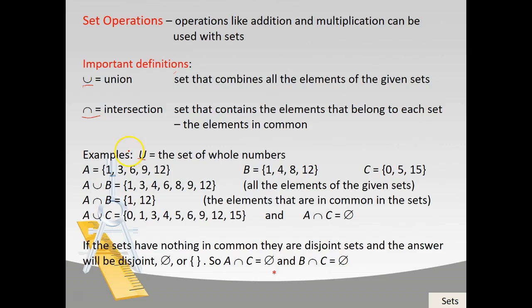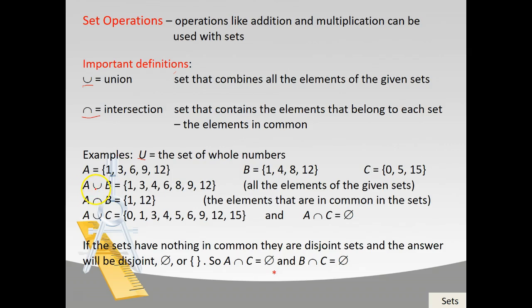Examples. U, or the universal set, is the set of whole numbers. Let's look at some sets here. We have set A, 1, 3, 6, 9, and 12. Set B has the elements 1, 4, 8, and 12. And set C has the elements 0, 5, and 15. Using set operations, let's answer some things.